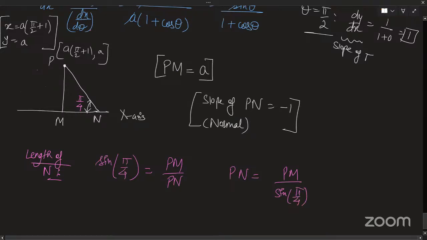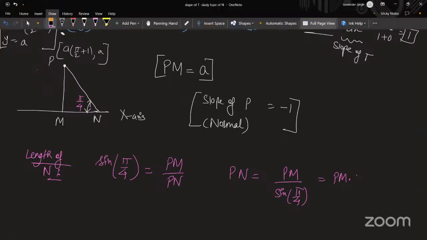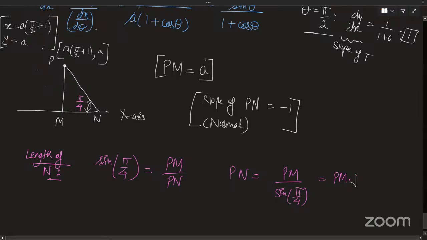What is the value of sine pi by 4? 1 by root 2. Great. So Pm into, just a minute. This is not Pn, it's Pm, right? Okay, it was the slope of Pn. So Pm into root 2.